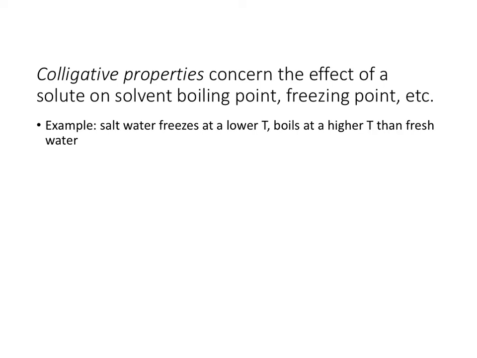All right, let's talk about colligative properties. Colligative properties refer to the fact that mixtures will have different boiling points and freezing points than their pure components will. For instance, ocean water, because it's so salty, has a much lower freezing point than pure water does. It's going to take a much lower temperature to freeze ocean water.